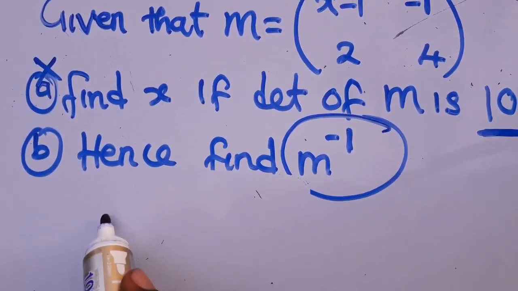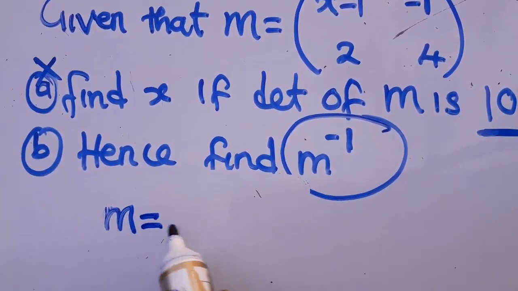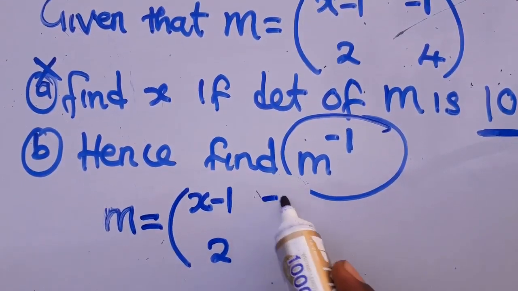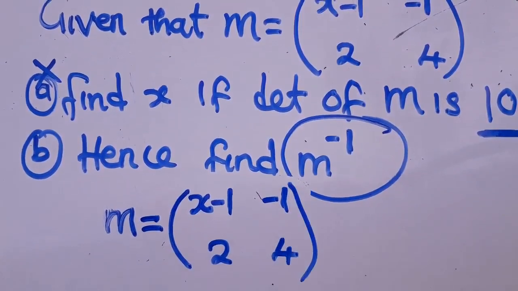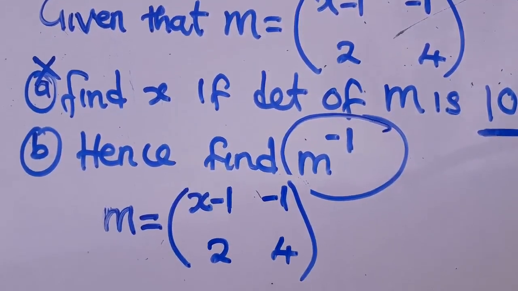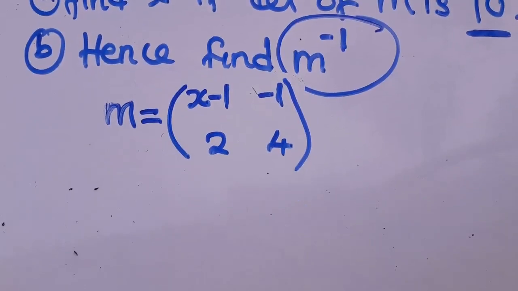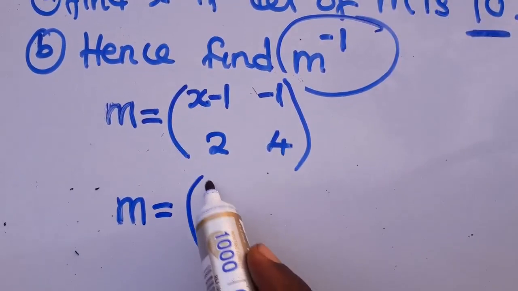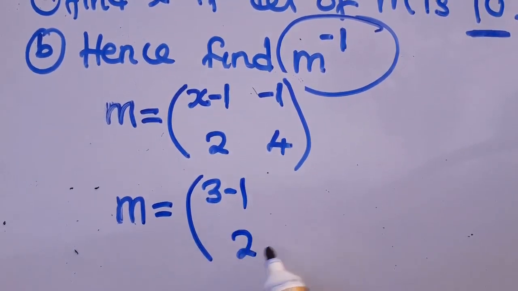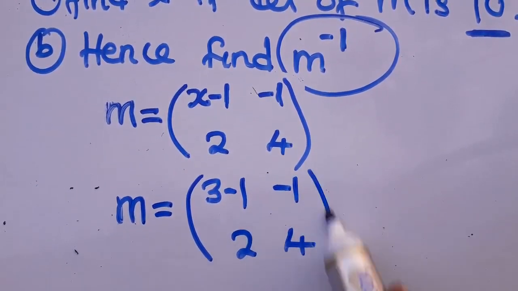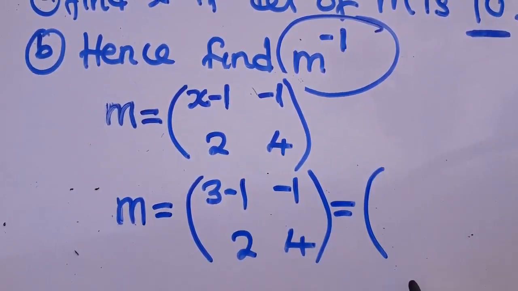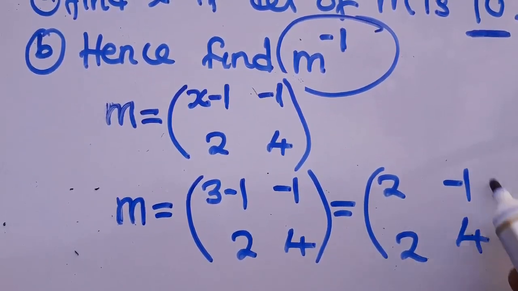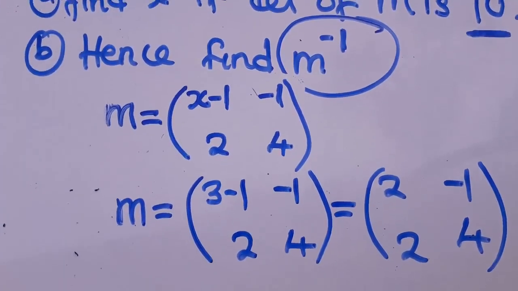You say the m which is given. What is the m? The m which is given is this one. This is x minus 1. We've got a 2 there, negative 1, then a 4 there. This is what you are given. You know the value of x, isn't it? Yes, we know. You say m is equal to, what is x? x is 3 minus 1. You put 2 there, put negative 1, put 4 there. So m is equal to 2, negative 1, then a 4 there. This is what we are having.